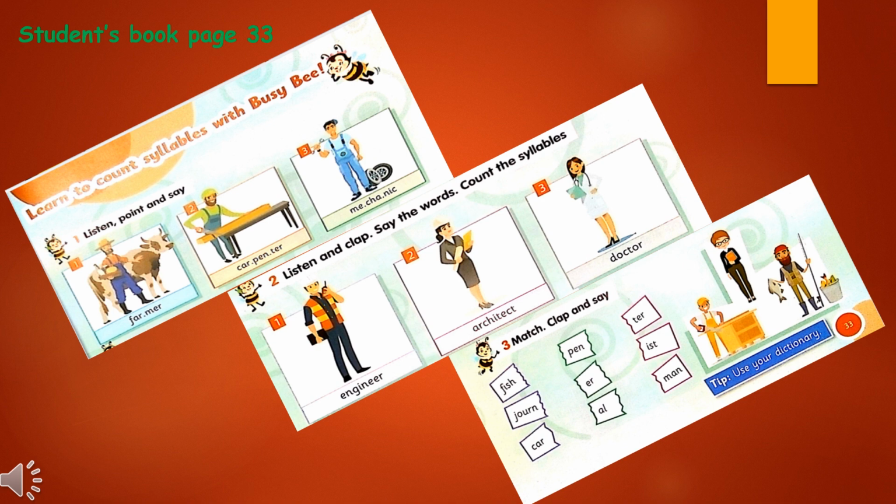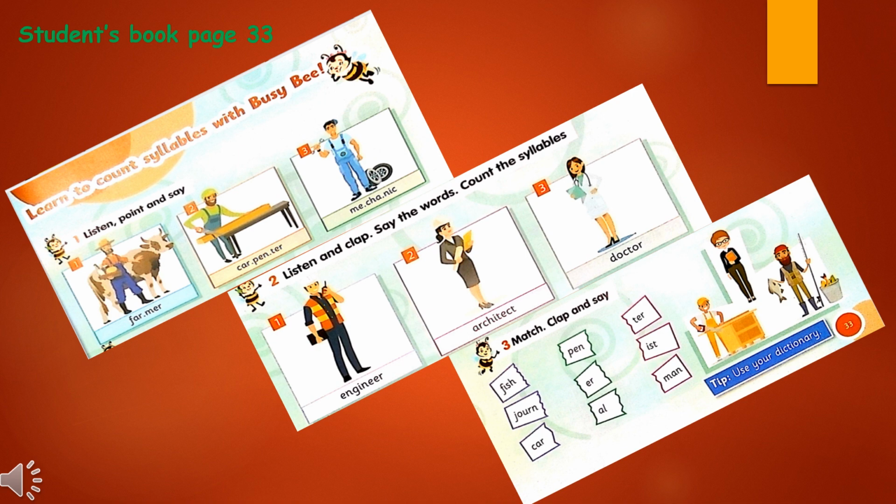Farmer, we can divide it into two parts. Farmer. Let's clap our hands together. Farmer. How many syllables do we have here? Yes, excellent. 2. What about carpenter? Let's clap together. Carpenter. So how many syllables? Yes, they are 3.